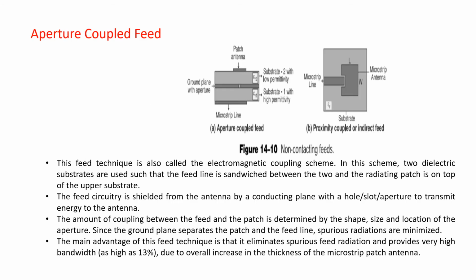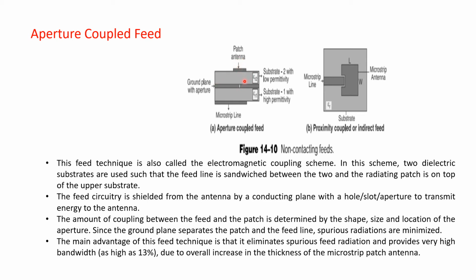Now next one is aperture coupled feed. This is also called the electromagnetic coupling scheme. In this scheme, two dielectric substrates are used such that the feed line is sandwiched between the two, and the radiating patch will be on top of the upper substrate. This feed circuitry will be shielded from the antenna with the help of a hole or a slot or an aperture, and this is used to transmit energy to the antenna. The amount of coupling between the feed and the patch is determined by the shape, size and location of the aperture.